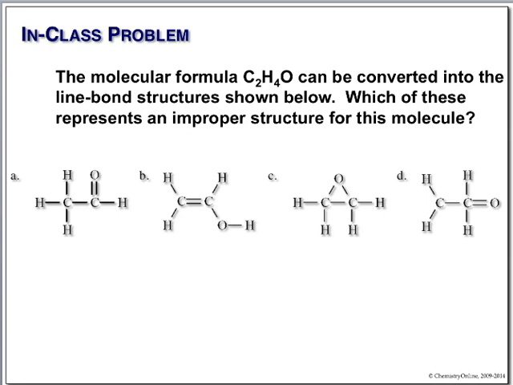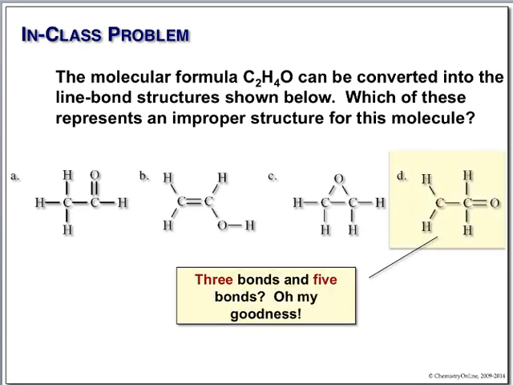Every carbon here has 4 bonds, doesn't it? The oxygen has 2 bonds. That's good. Everybody's happy. It's a cyclic ether called an epoxide. And finally, this guy is just full of problems. We have 3 bonds on this carbon, and oh my goodness, we have 5 bonds on this one. Any questions?